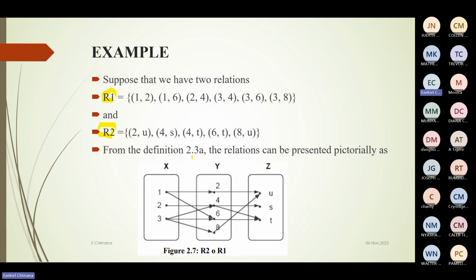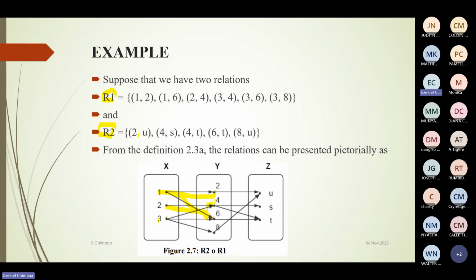So from the definition, the relations can be presented pictorially like here. If you look at 1 2, that's here 1 2, 1 6 is this arrow 1 6. We can go for 2 4, that's this arrow 2 4 here. You can go for 3 4, this is this arrow from here to this 4, and then 3 6 is from 3 to 6, just like that. 3 8 is from here to here.